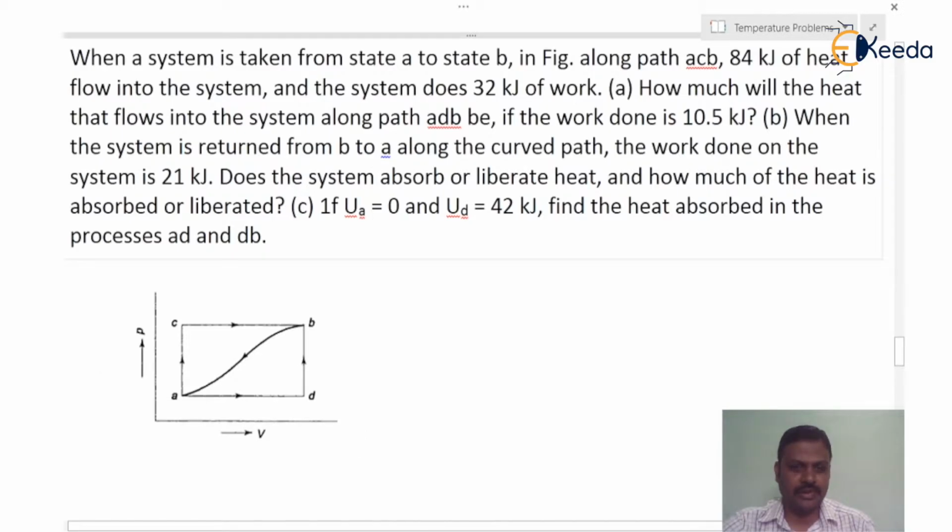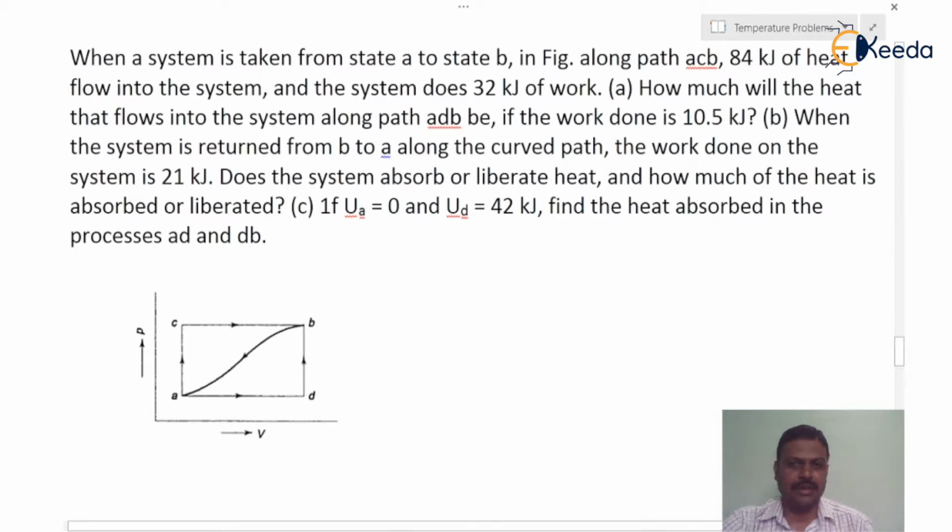When the system is returned from B to A, if the work done along the curved path, the work done on the system is 21 kilojoules. Does the system absorb or liberate heat? How much of the heat is absorbed or liberated? If UA is 0, that is internal energy at state point A is 0, and UD is 42 kilojoules, that is at state point D, internal energy is 42 kilojoules. Find the heat absorbed in the processes AD and DB.